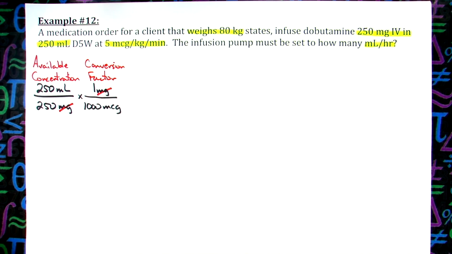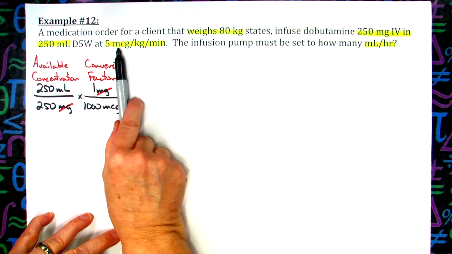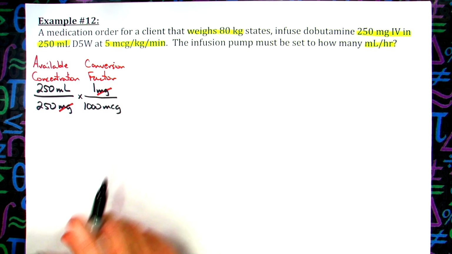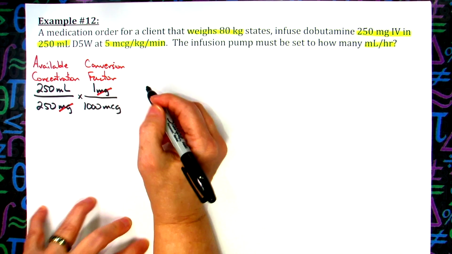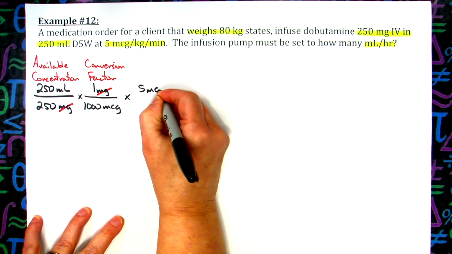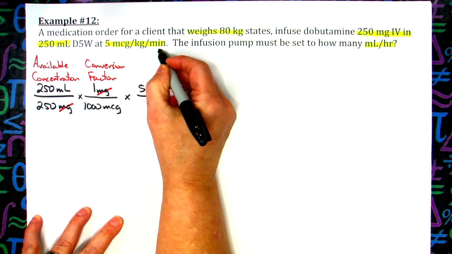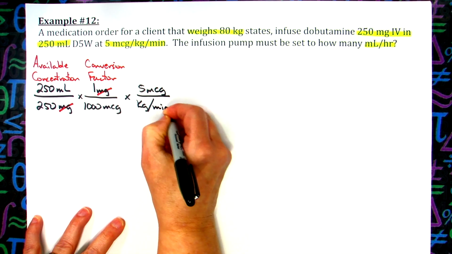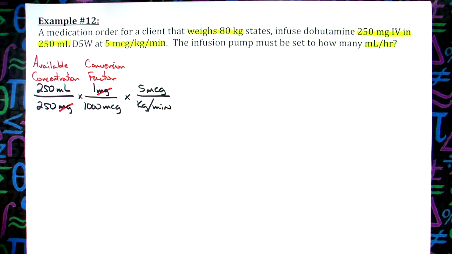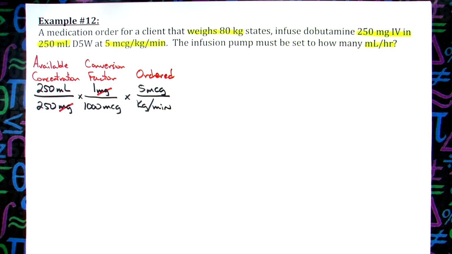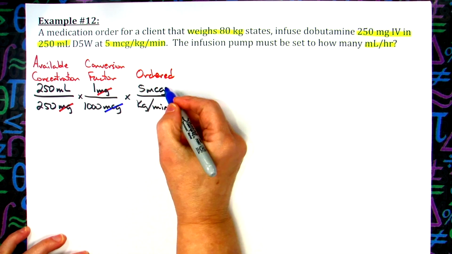Now I'm going to take what was ordered. What was ordered here? 5 micrograms per kilogram per minute is what is ordered. All right, so again, I need the micrograms in the top. So I'm going to put the 5 micrograms in the top. I'm going to put both the kilograms and the minutes in the bottom. I need both of those to cross out a little bit later. All right, and then that is what is ordered. So we'll label that as ordered. And then crossing out the micrograms.